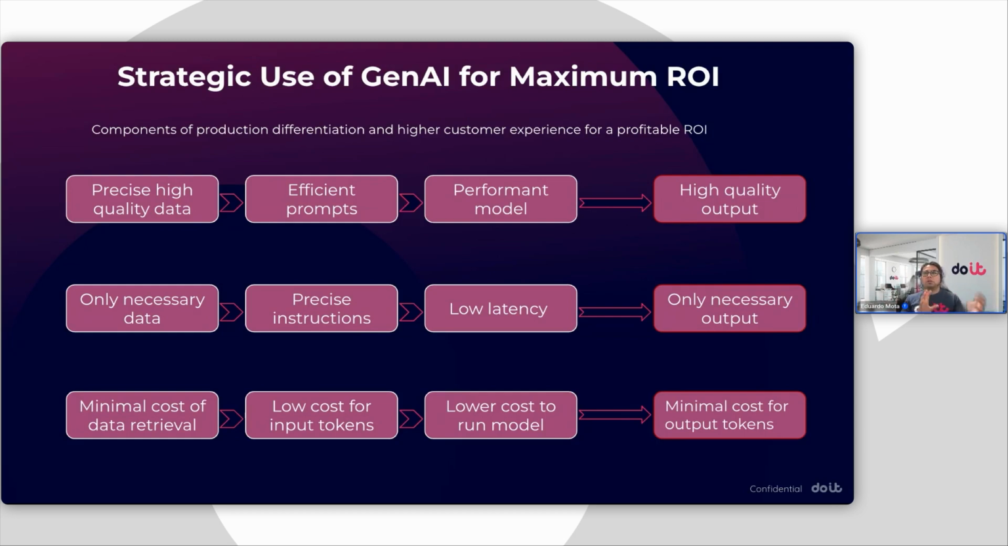When your prompts are short and when the data that is coming through is shorter, it is going to go faster, which also will mean that you're only getting the data that you need, and so you're only paying for the tokens that you actually need. And so all of these will maximize your ROI.